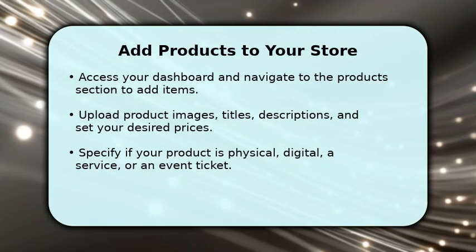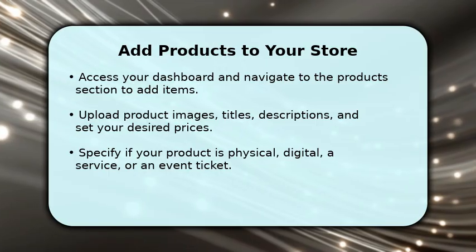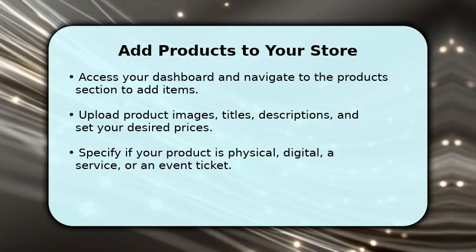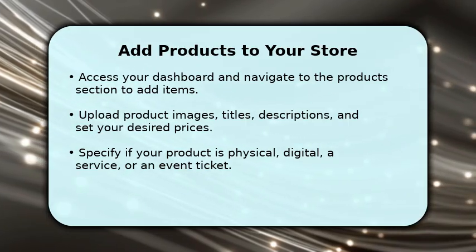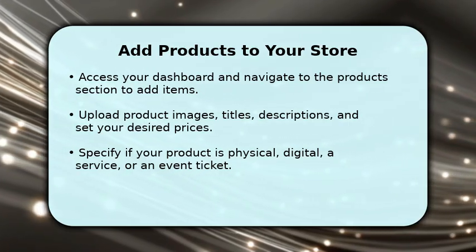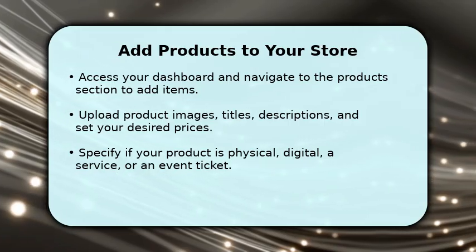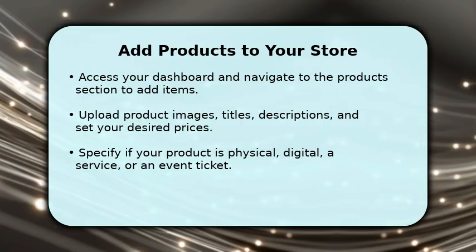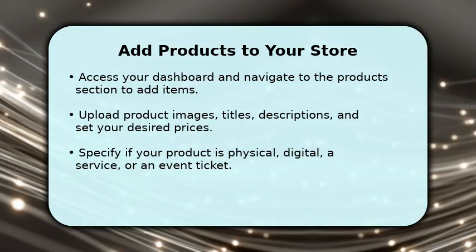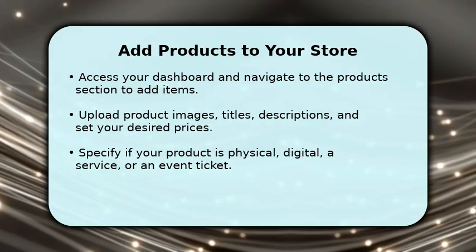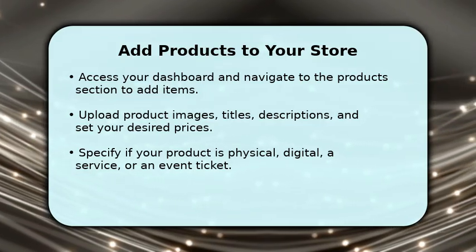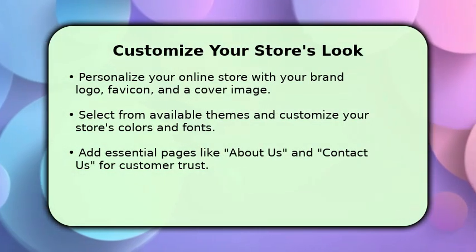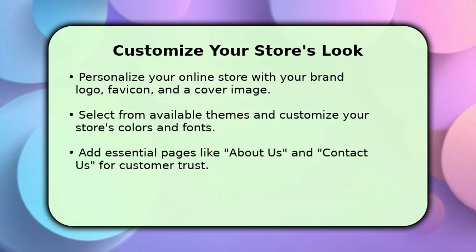Now that your basic store is set up, it's time to add your amazing products. Head over to your dashboard and find the products section. Here, you can easily upload clear images, write compelling titles and descriptions, and set your prices. Instamojo supports various product types, from physical goods to digital files and services. You even have the flexibility to offer a fixed price or let customers pay what they want, giving you great control.